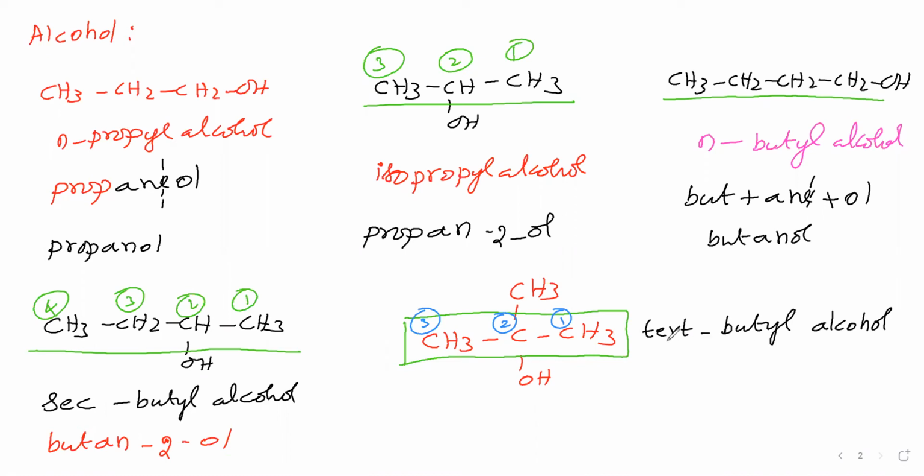Then we will see the IUPAC name. Here this methyl is a branch, and this methyl is present at the second carbon. Then the parent chain contains 3 carbon atoms, therefore prop. The primary suffix is en, we will drop E. The secondary suffix is ol, alcohol, which is present at the second carbon.